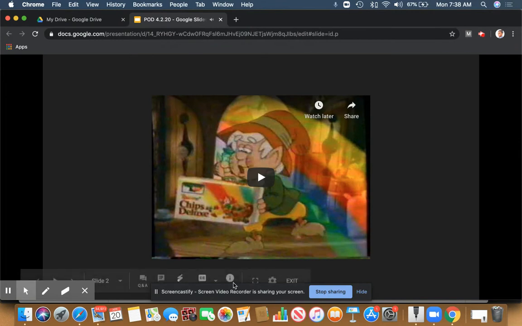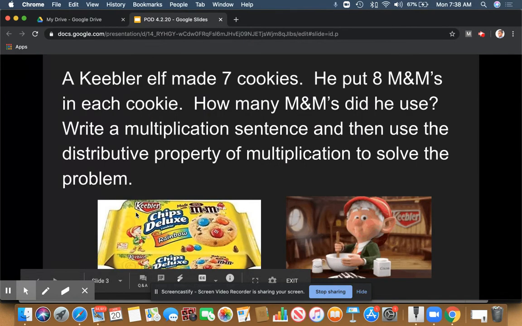All right, guys, let's take a look at our problem today. A Keebler elf made 7 cookies. He put 8 M&Ms in each cookie. How many M&Ms did he use? You need to write a multiplication sentence and then use the distributive property of multiplication to solve the problem. So you need to go back, guys, and think about the distributive property, and what multiplication sentence this would be. Go ahead and pause the video now. Once you finish solving the problem, press play to continue the video, and I'll go over the answer.